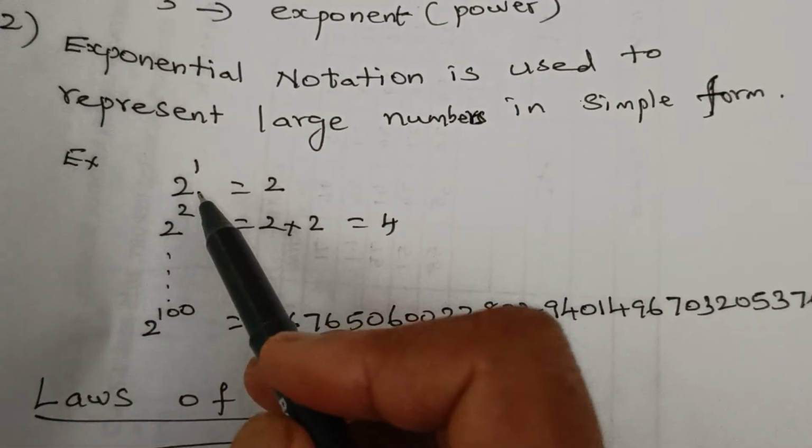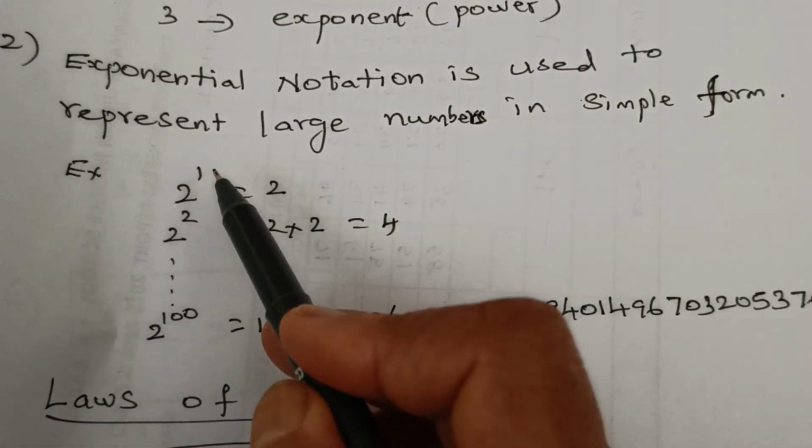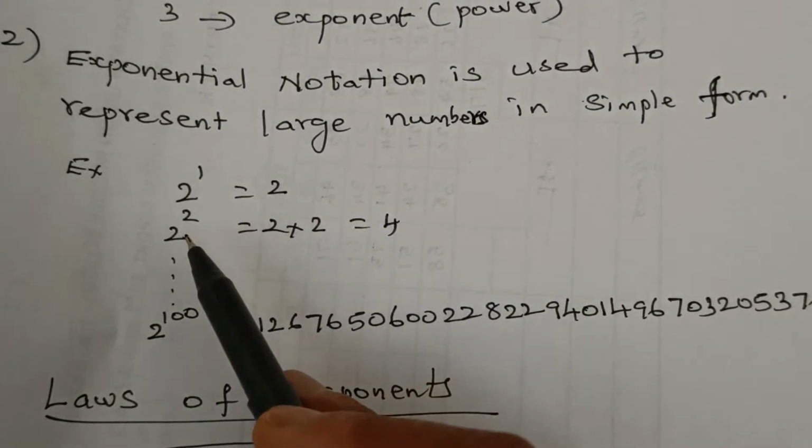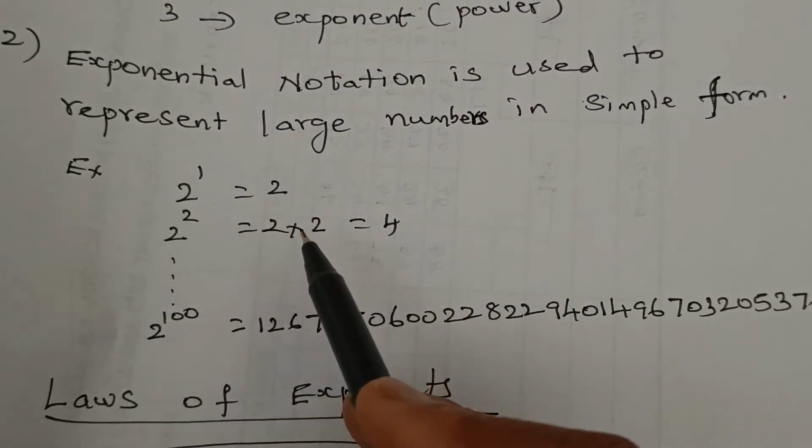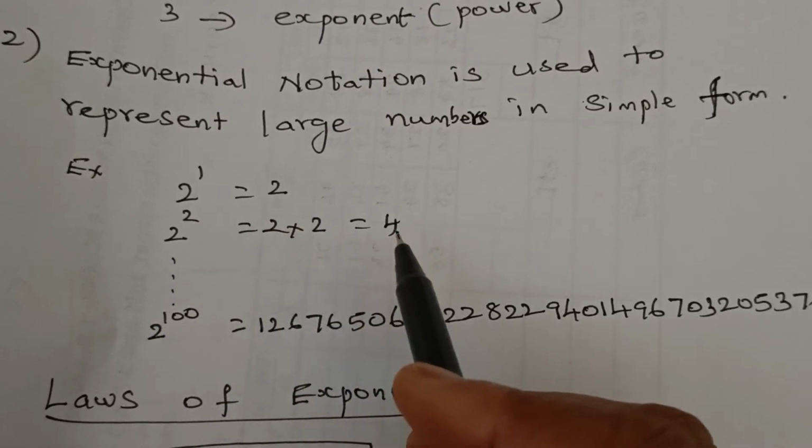Let us see an example, children. 2 power 1 is 2 multiplied 1 time. The answer is 2. There is no problem here. 2 power 2 is written as 2 into 2. 2 is multiplied 2 times. 2 twos are 4.